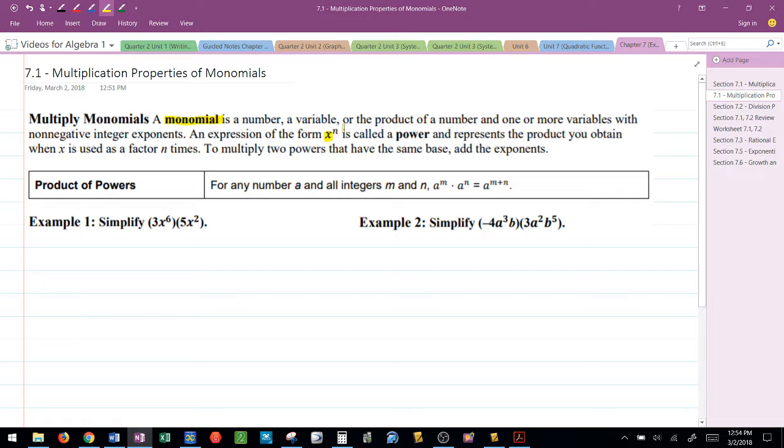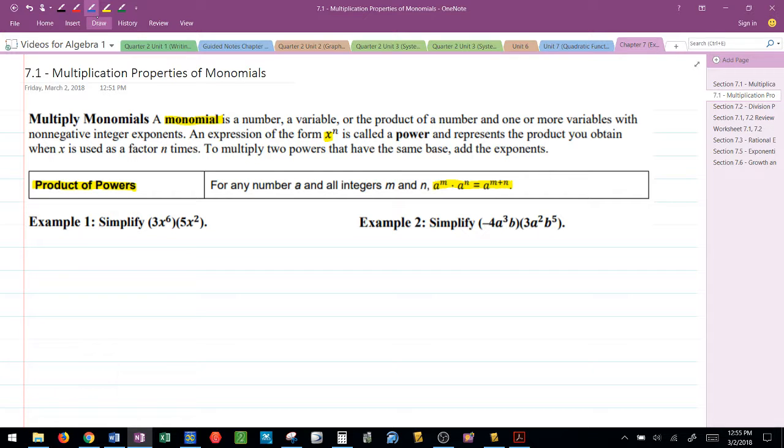Now, we've got three properties that we're going to focus on for this lesson. The first property is called the product of powers. It says a to the m times a to the n is equal to a to the m plus n. Here's what that's saying in normal language. When you multiply two things together, if the bases are the same, add the exponents. So when you multiply and the bases are the same, add the exponents.